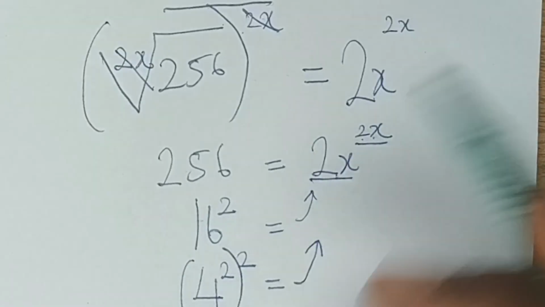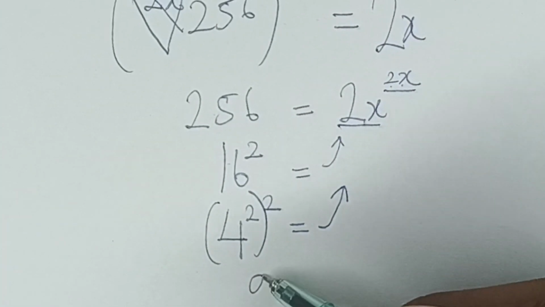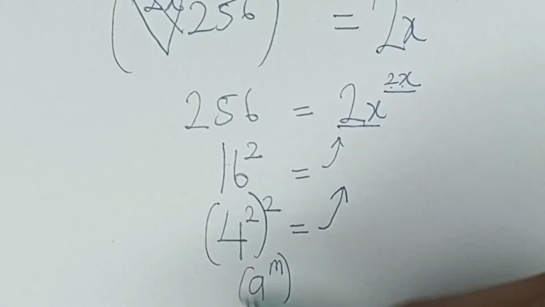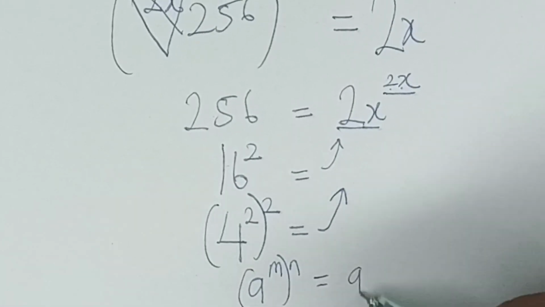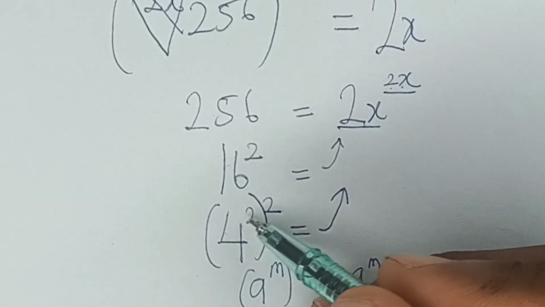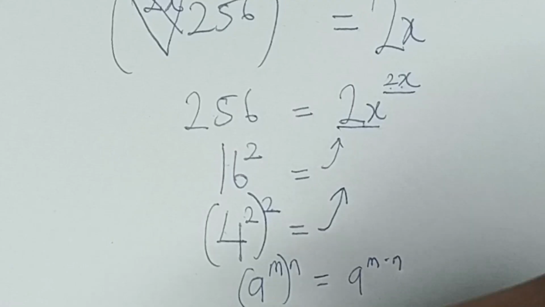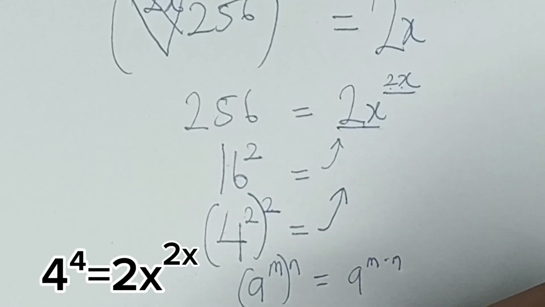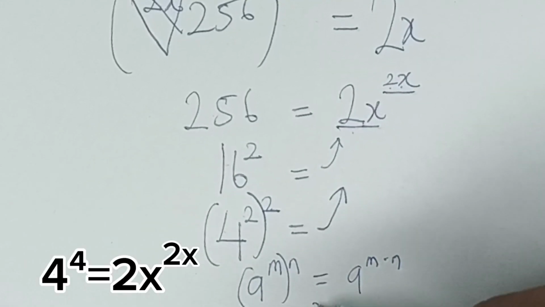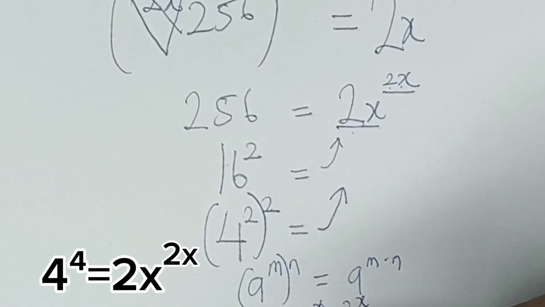But then remember from my product law, recall that if I have a raised to power m, raised to power n, this is equal to a raised to power m multiplied by n, alright? So it means that this is 4 raised to power 2 multiplied by 2, and 2 multiplied by 2 is 4, okay? So we have 4 raised to power 4, and this is equal to what? 2x raised to power 2x.